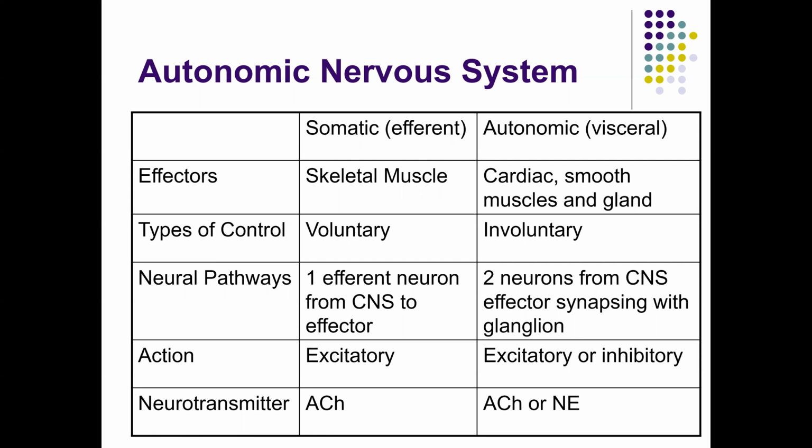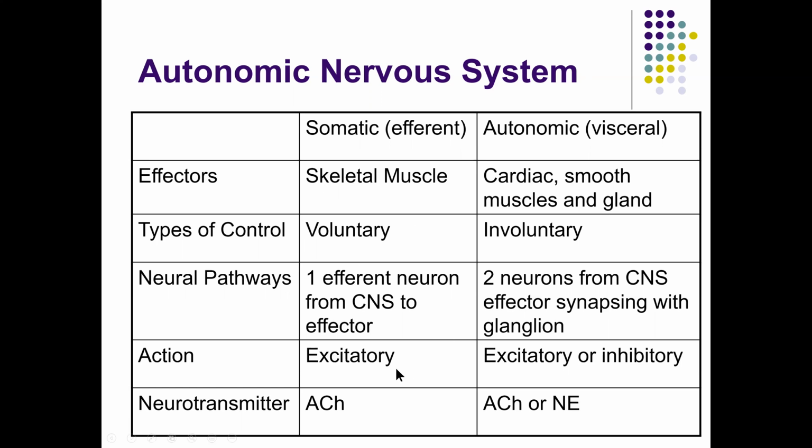somatic efferent system is one efferent neuron from the central nervous system to the effector. Remember that the cell body for that efferent neuron is in the anterior or ventral horn. As opposed to the autonomic nervous system, we have two neurons from the central nervous system to the effector, synapsing at ganglia. So this is an exception: ganglia are usually inside the central nervous system, but we now have, in the autonomic nervous system, ganglia which are outside of the central nervous system.